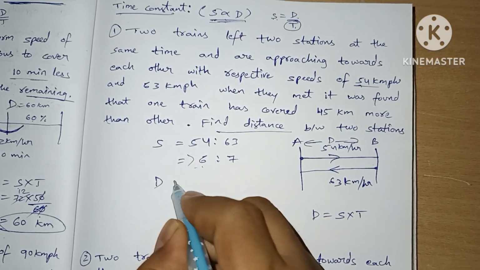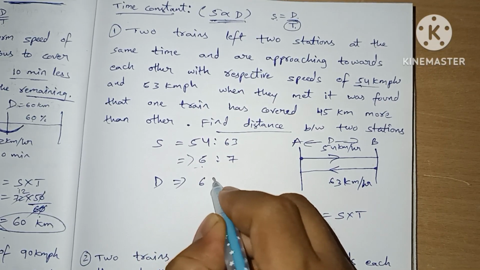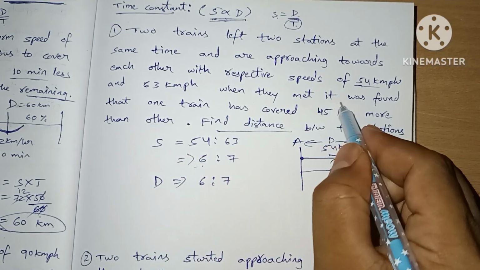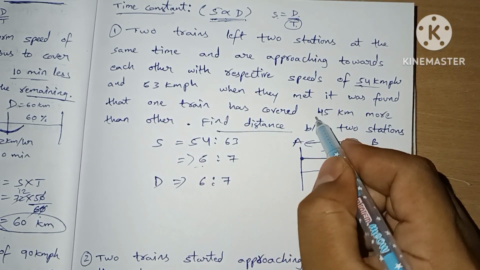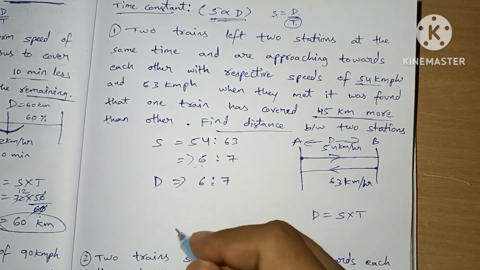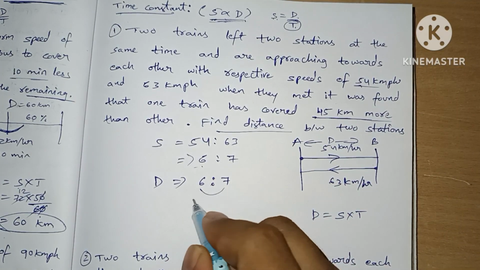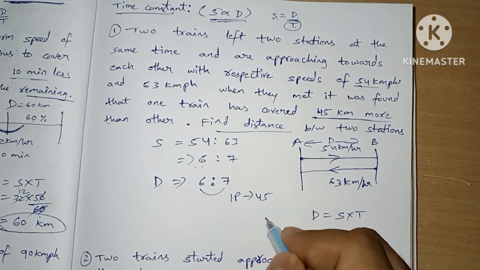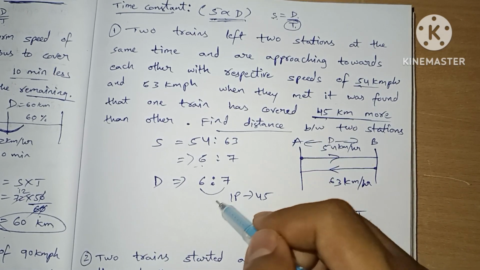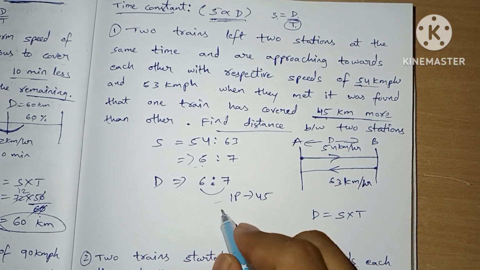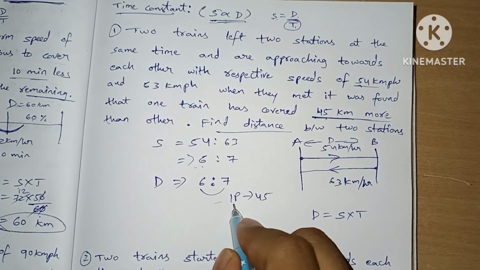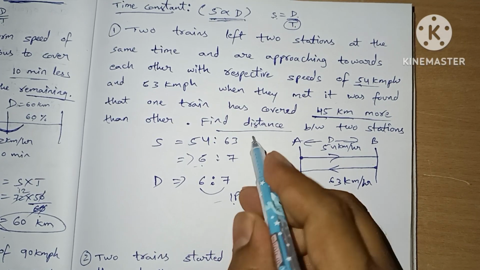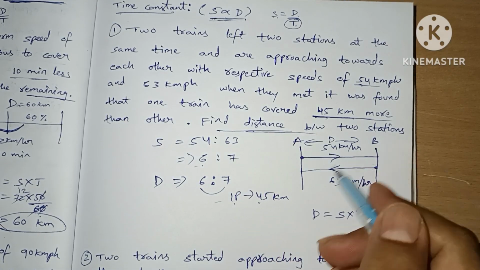So distance is also in 6 is to 7 ratio. In our question it is given that when they met it was found that one train has covered 45 kilometers more. So talking about the difference between these two, one part value is 45 kilometers. The statement refers to this point. Okay, so one part value is 45 kilometers. What we need to find is distance between these two stations.